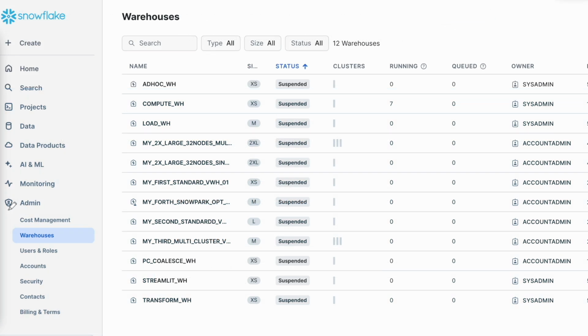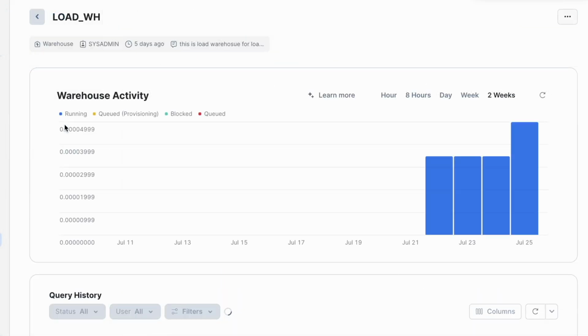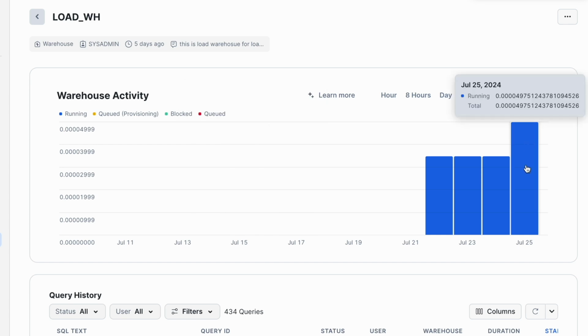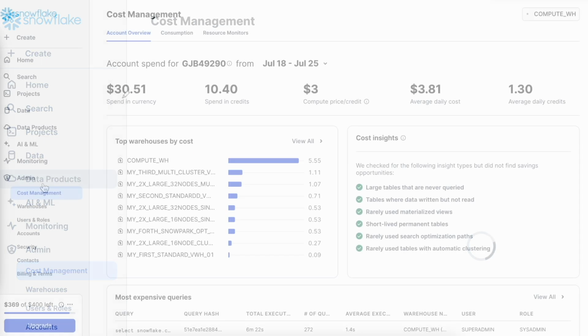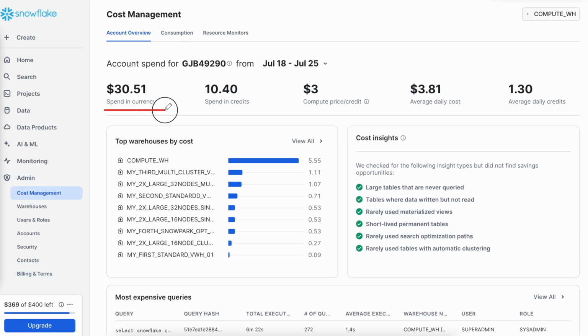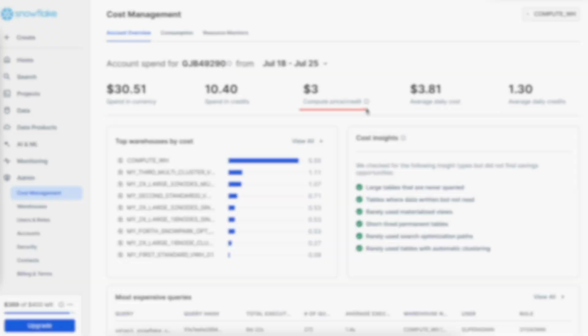If I come to my admin menu and this warehouse screen, where I can see all my warehouses listed, let me click on this load warehouse, which is currently suspended. Here, I would not be able to see any cost-related item. This is only showing what time my virtual warehouse is active and what time it is not active. Click on this cost management. Here, it will show you how much money I have spent, and this is my compute price per credit.